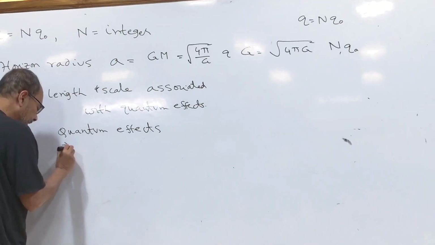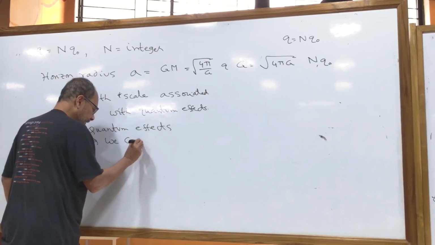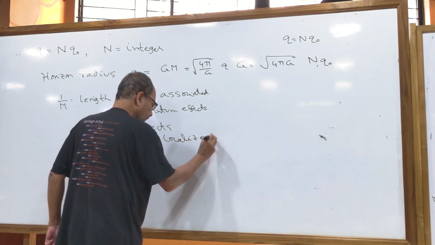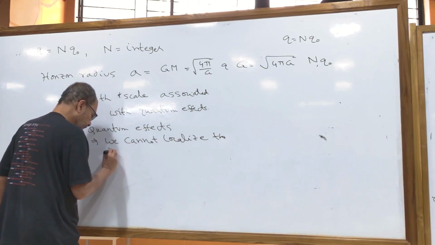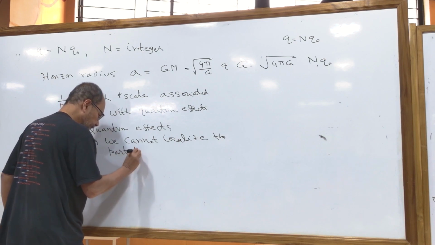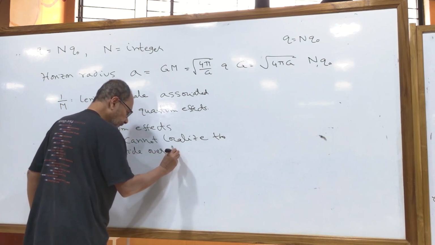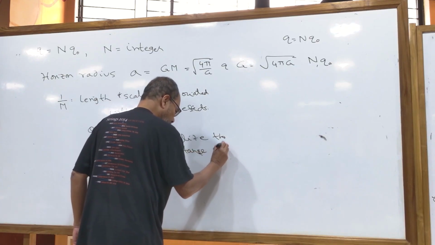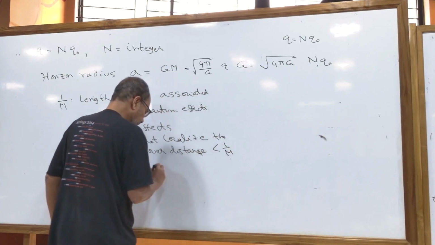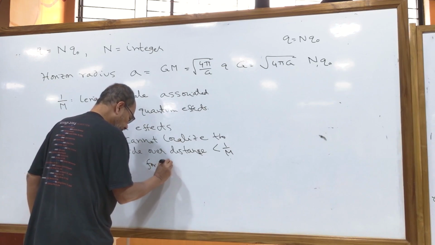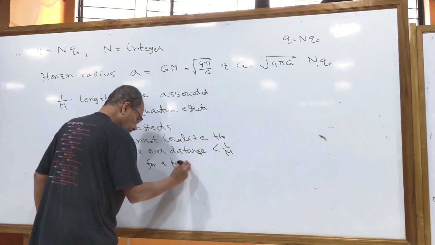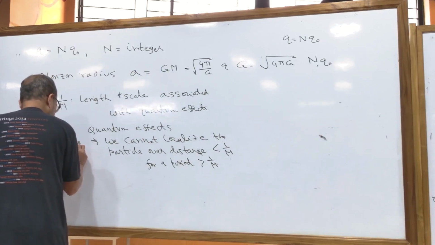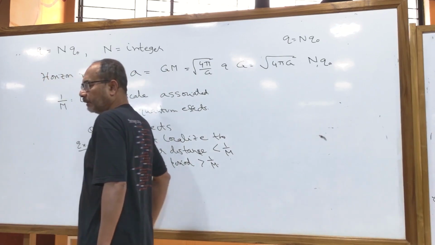So, quantum effects imply that we cannot localize over distance less than 1 over m for a period exceeding 1 over m. Okay, this I can give as an exercise. Just a simple application of the uncertainty principle, you can figure it out.